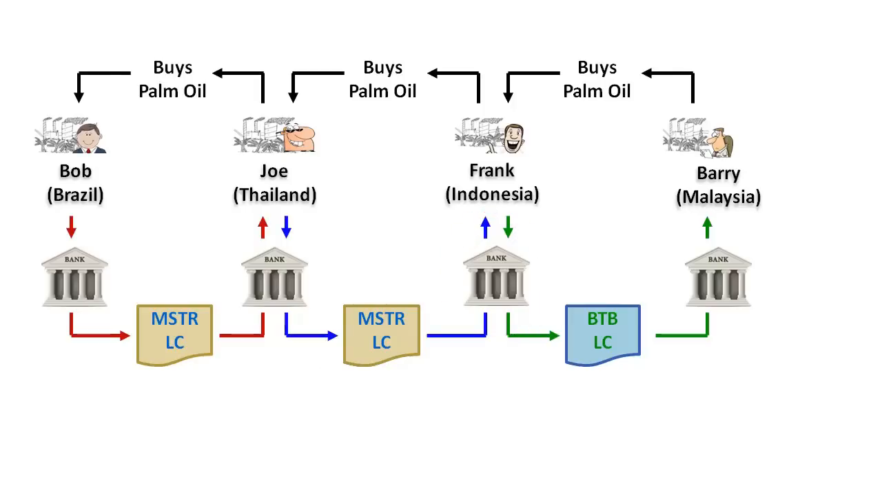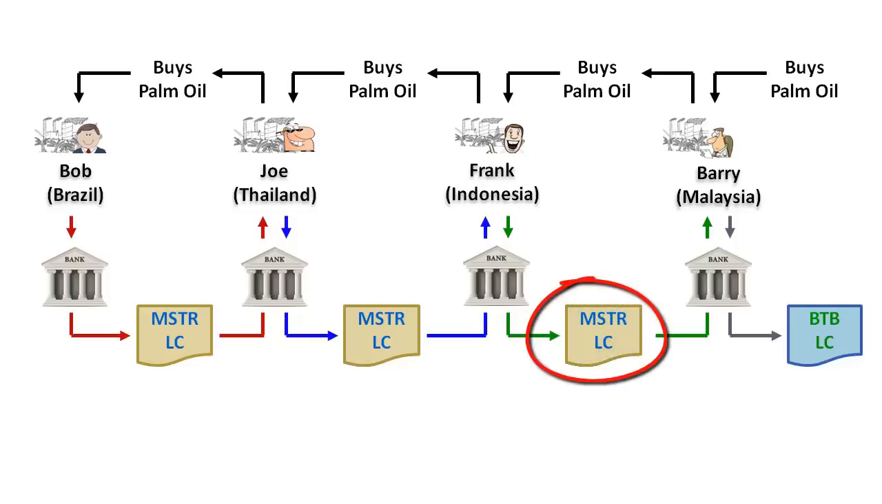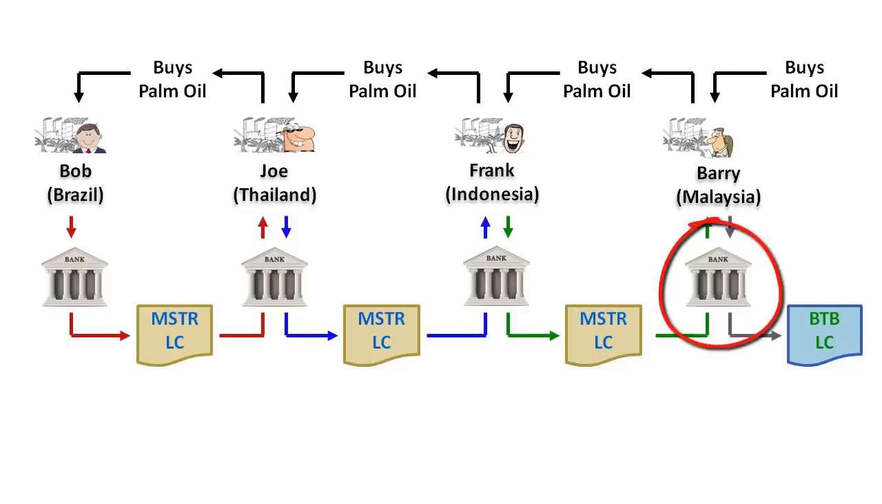If Barry is buying from another seller and issues a second LC, the first LC that he received from Frank is now a master LC as well as a collateral to this issuing bank. And it goes on and on. But of course, in reality, the issuance of LC stops when there's no more room to make profit. But that is not my point here.